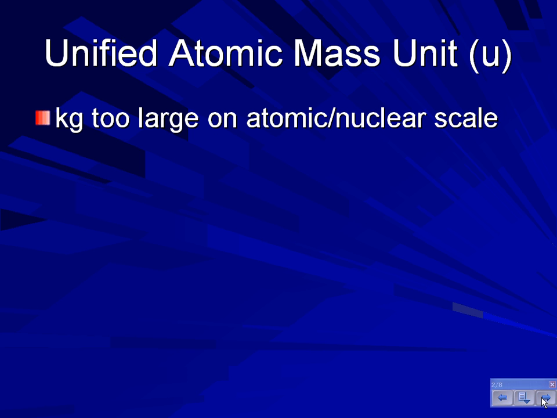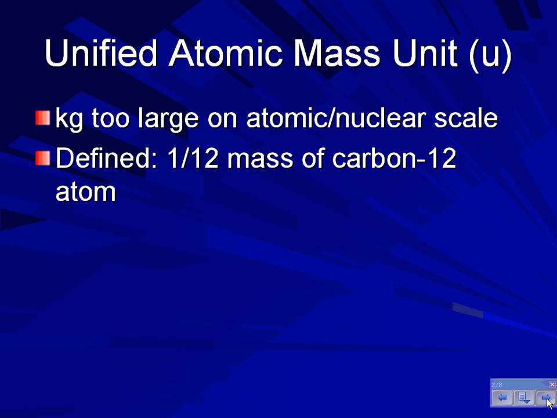So we're going to create a whole new unit. We're going to call it the Unified Atomic Mass Unit, and we're going to give it the letter u. We're going to define the atomic mass unit as 1/12 the mass of a carbon-12 atom. Why did they choose that? I don't know. Maybe because we're a carbon-based life form.